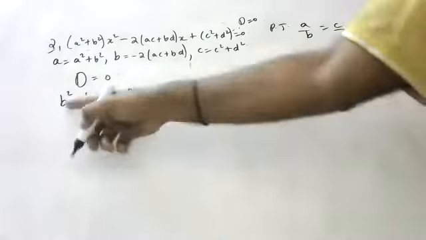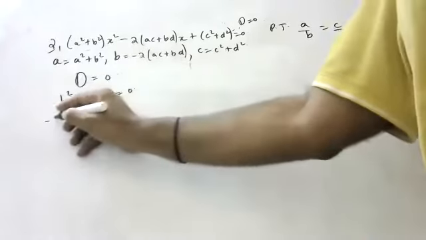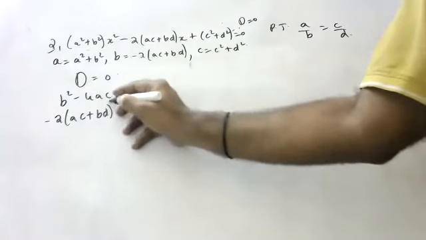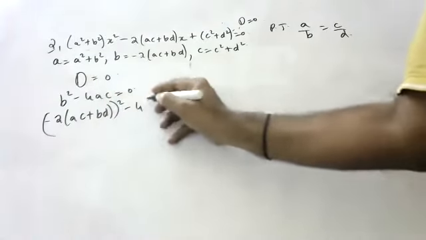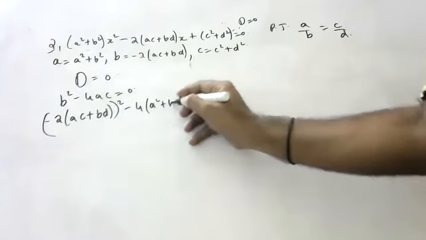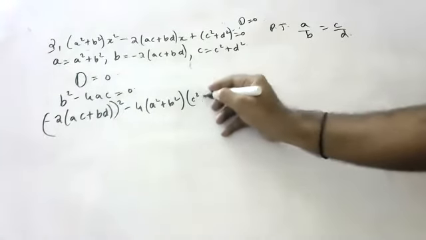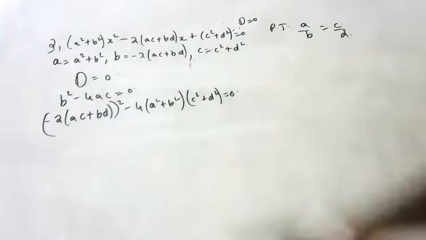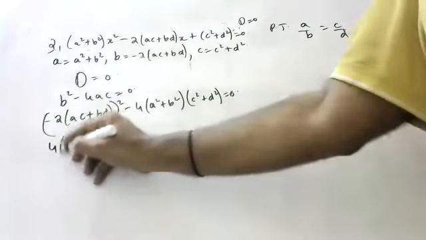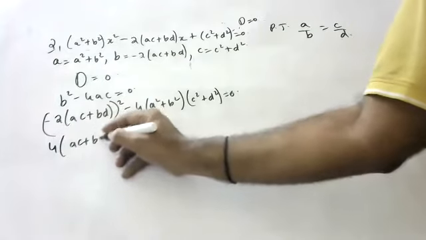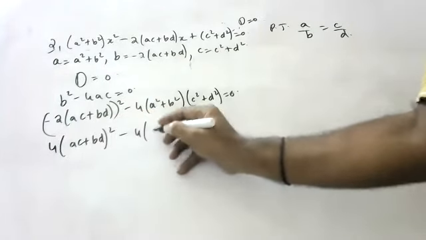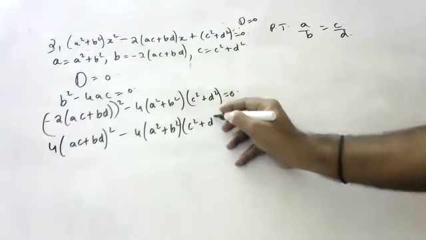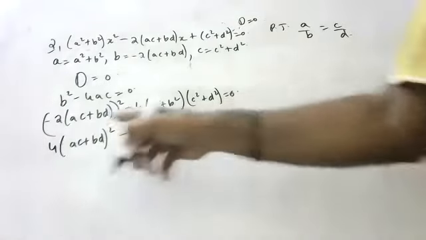Anyone tell me the substitution? Minus 2 into (ac plus bd) whole square minus 4 into (a square plus b square) into (c square plus d square) is equal to 0. Minus 2 whole square is 4, so 4 (ac plus bd) whole square minus 4 into (a square plus b square) into (c square plus d square) is equal to 0. Take 4 common.